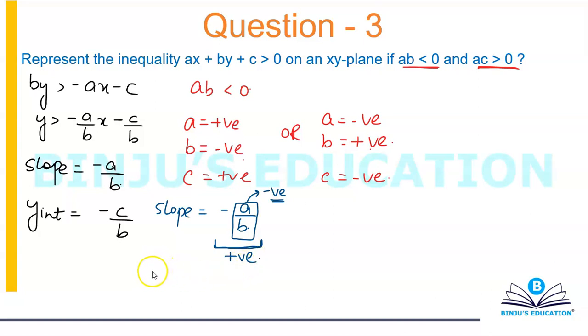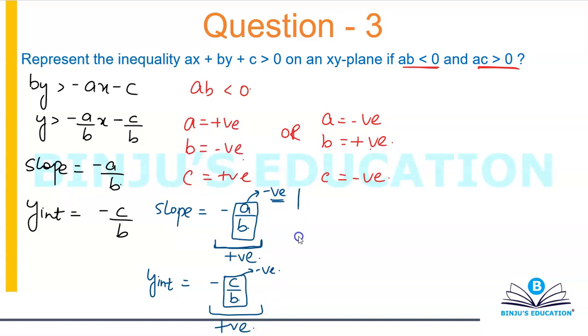Second thing is the intercept. So intercept is minus C by B. Now when C is positive, B is negative. So this part again in total will also become negative. And then negative into negative will give you what? It will give you a positive result.